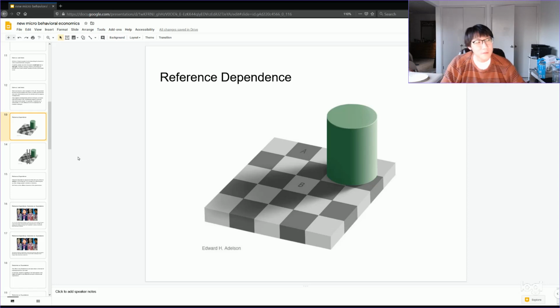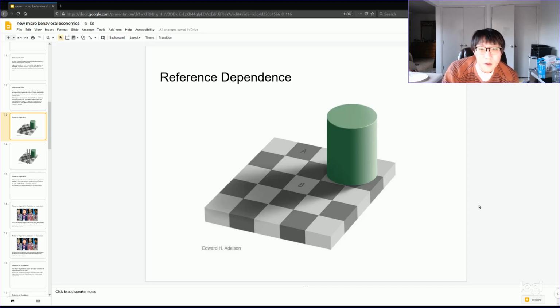Okay, so the next concept to discuss is the concept of reference dependence. And this is very well illustrated with this famous optical illusion. Some of you may have seen this illusion before. Okay, so I want you to answer a simple question.